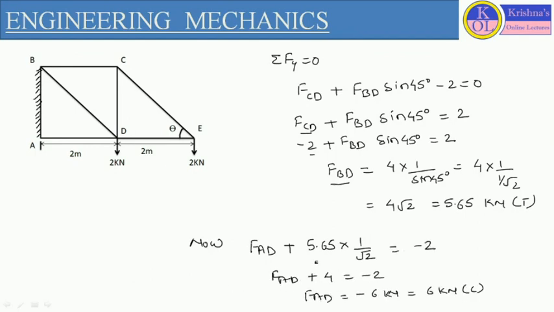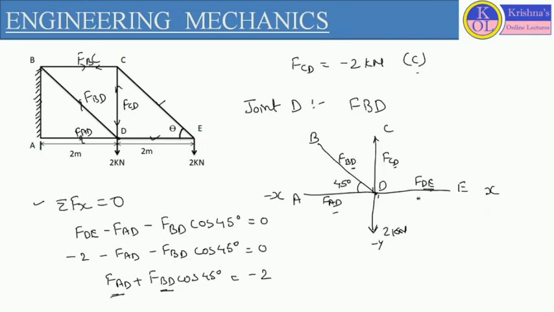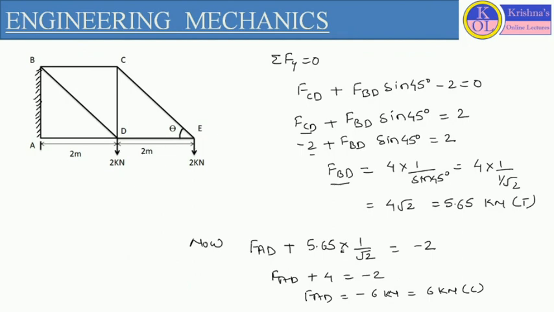If we put the value of FBD in this equation, it will be FAD plus 5.65 into 1 by root 2 equals to minus 2. So FAD will be minus 6 kilonewton, meaning 6 kilonewton compressive load. In this way we can define the actual compressive and tensile loading on each and every member. So this is the method of joints for the trusses and frames.